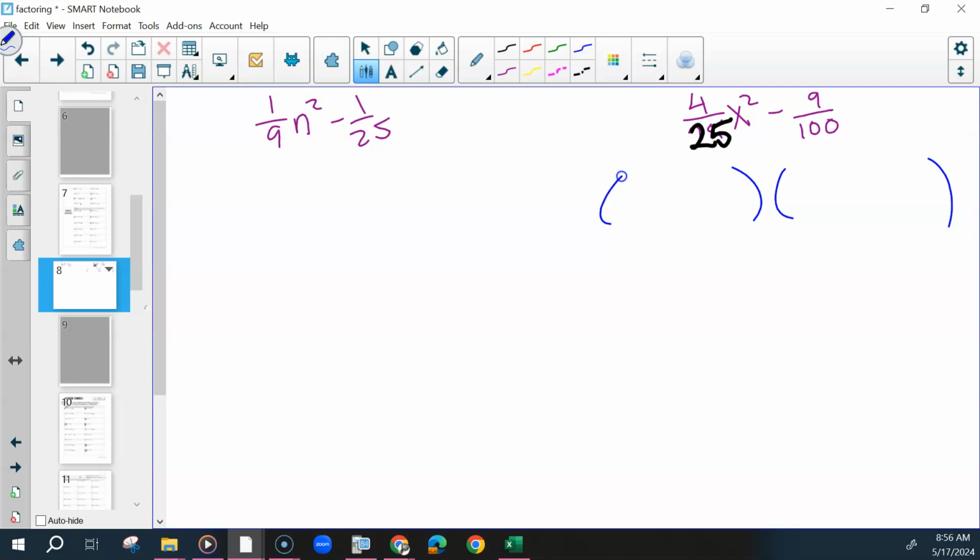And you're just thinking the same thoughts. What times what will give you 4? What times what will give you 25? What times what will give you x squared? So all of that combined, what would that first term be? 2 fifths x. And then what times what will give you 9? What times what will give you 100? 3 tenths. Plus 3 tenths, minus 3 tenths. Any of the other 4.